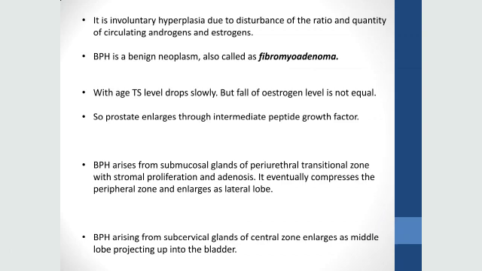BPH arises from submucosal glands of the periurethral transition zone with stromal proliferation and adenosis. It eventually compresses the peripheral zone and enlarges as a lateral lobe. So, these are the main causes in benign prostatic hyperplasia. BPH arising from subcervical glands of the central zone enlarges as the middle lobe, projecting up into the bladder.